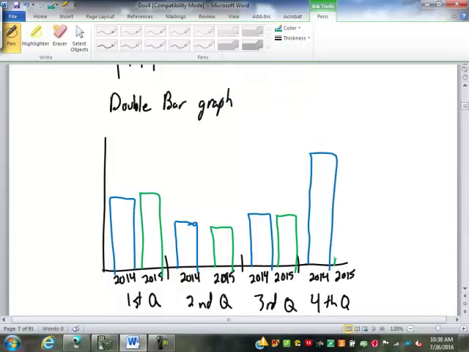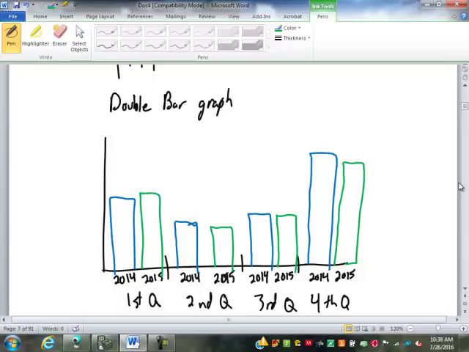Can anybody tell me why fourth quarter would be so much higher? What happens during the fourth quarter of the year? What's that? Christmas. Retail sales are always highest in the fourth quarter. That's why most companies do their sales projections in February, March, because they can figure out what their holiday season was.